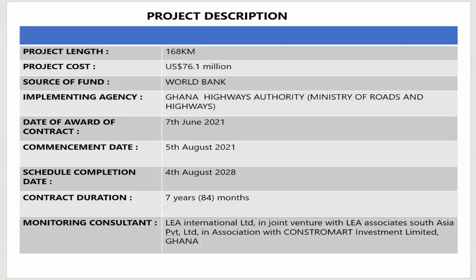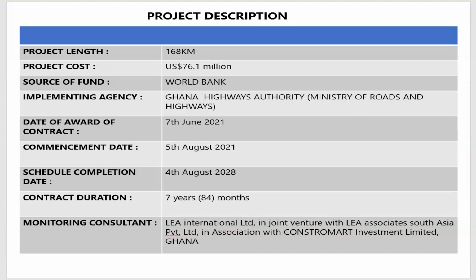Some few project indicators on what we are doing so far up north here. As I said, the OPBRC we are doing for the GHA component is 168 kilometers. The Department of Feeder Roads is doing much more in terms of length in the Upper West and Upper East Region. World Bank is financing so that we secure the funding. It's a 7-year contract. We started in 2021, and we are expected to finish in 2028.